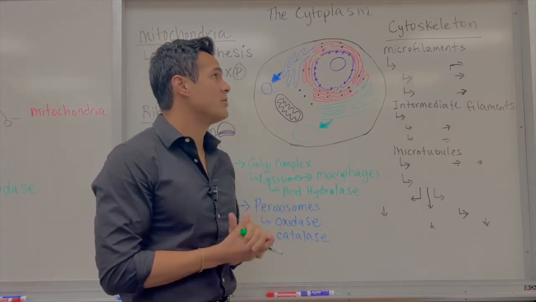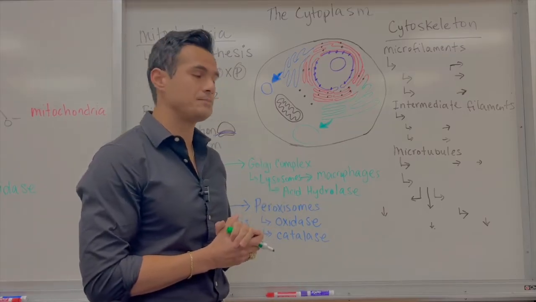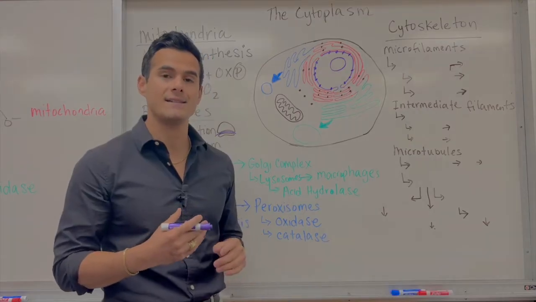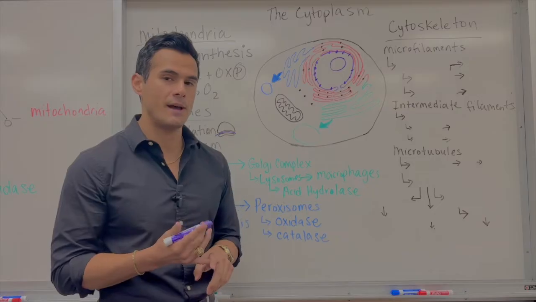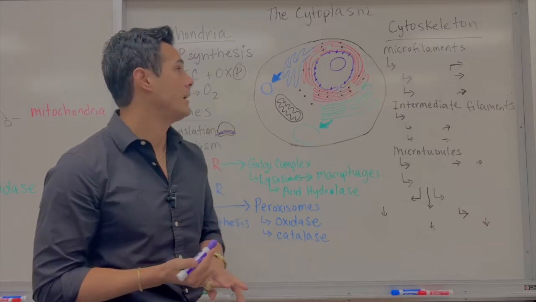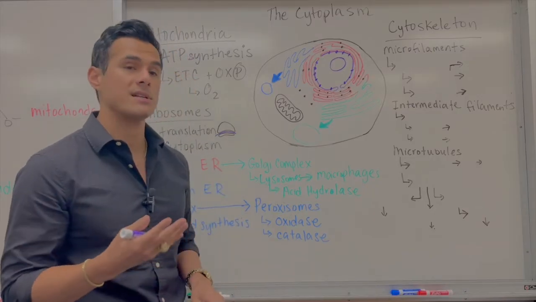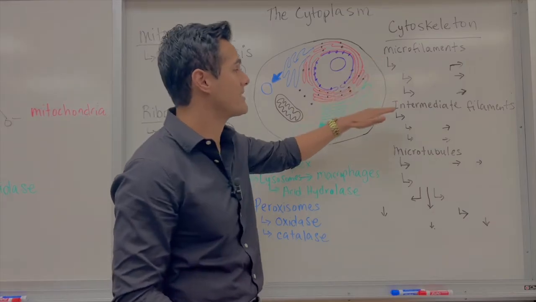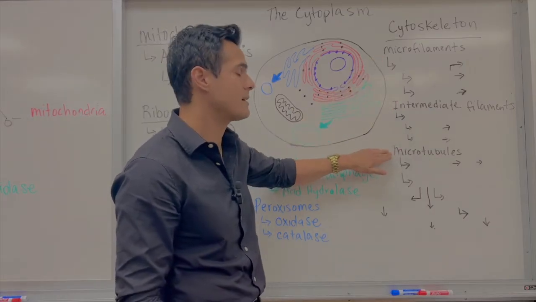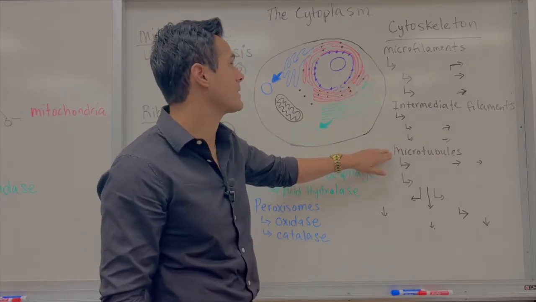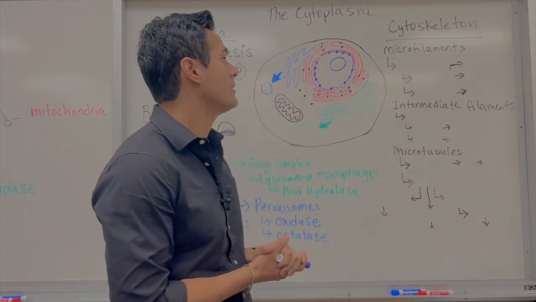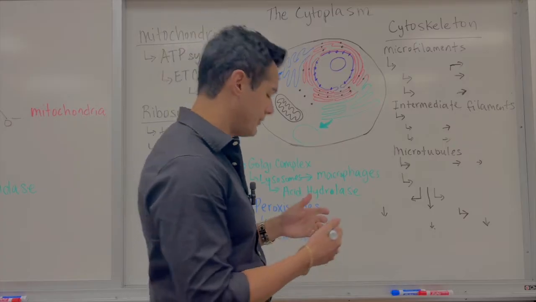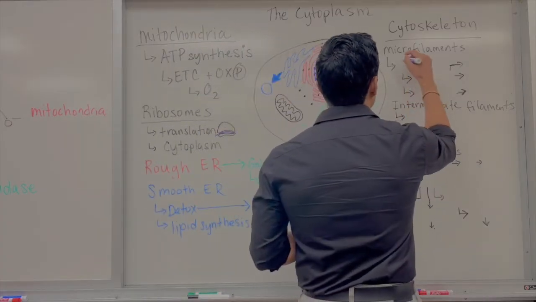Now let's move on to the cytoskeleton. The cytoskeleton has a primary role as far as cell structure, as well as motility of the cell. There are three main components of the cytoskeleton: microfilaments, intermediate filaments, as well as microtubules. The first one, microfilaments, what are they primarily composed of? Microfilaments are composed of a protein which is known as actin.